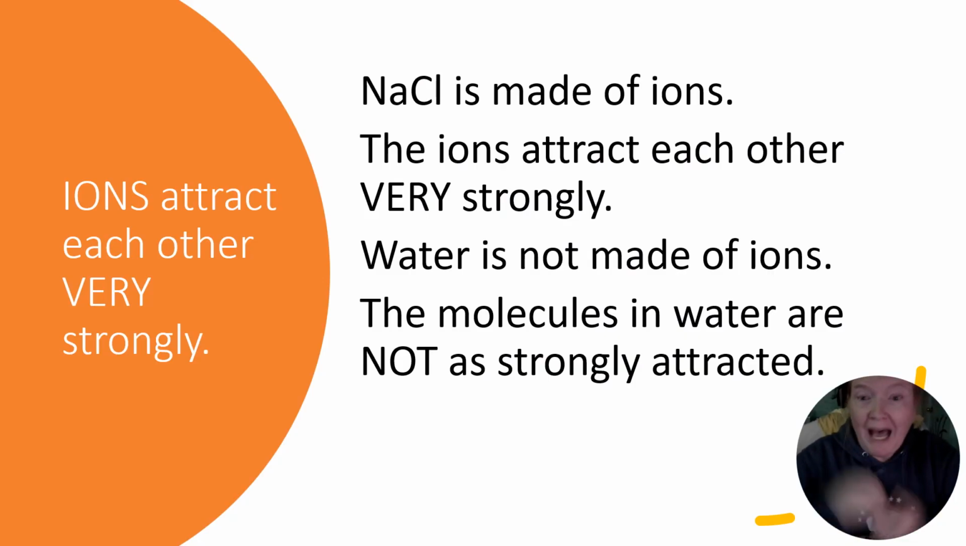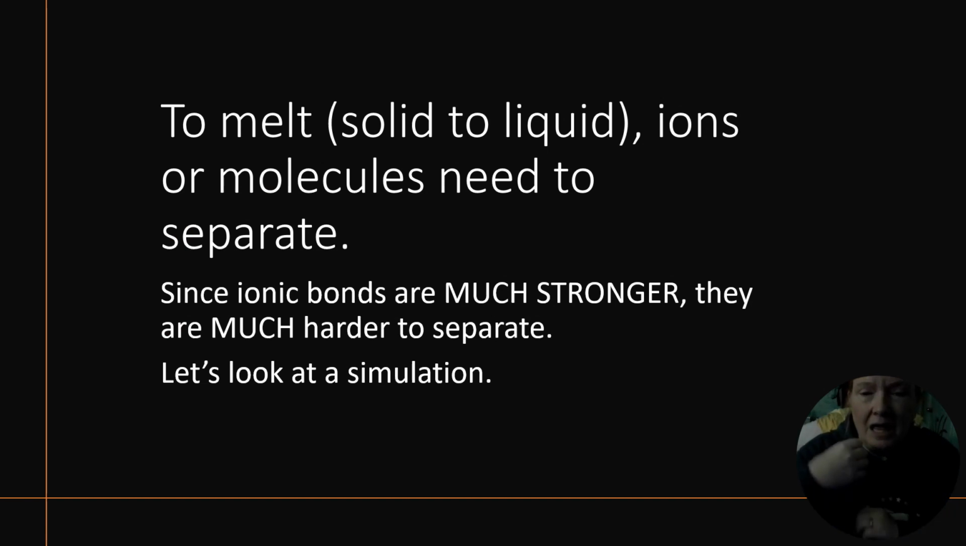All right, let me help explain. Ions attract each other very strongly, positives and negatives. Strong attraction. NaCl is made of ions. The ions attract each other very strongly. Water is not made of ions. So that means the molecules in water are not as strongly attracted to each other as the ions in salts. And then, in order to melt, to go from a solid to a liquid, ions or molecules need to separate. And since ionic bonds are so much stronger, they're that much harder to separate.